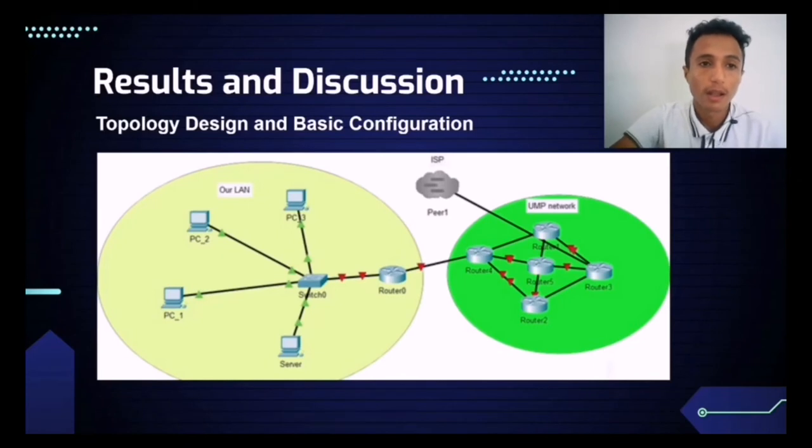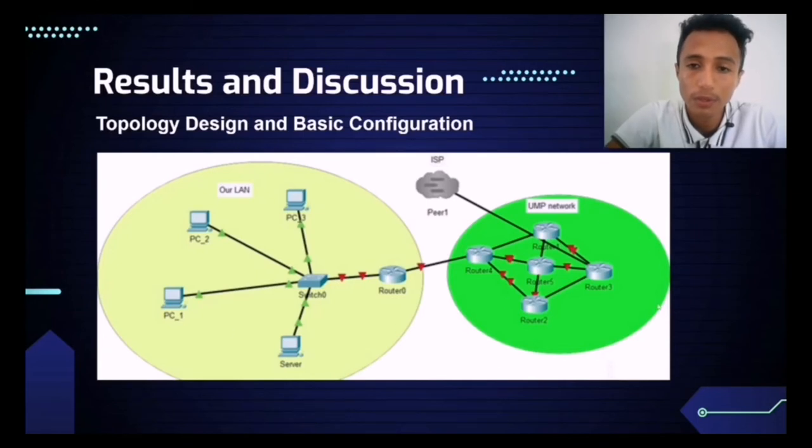Okay. As you can see here, this is our topology, and we use one router, one switch, three PCs, and one server. This server is the PRTG server. Our LAN is connected to the UMP network, then the UMP network is connected to the ISP, which stands for Internet Service Provider.